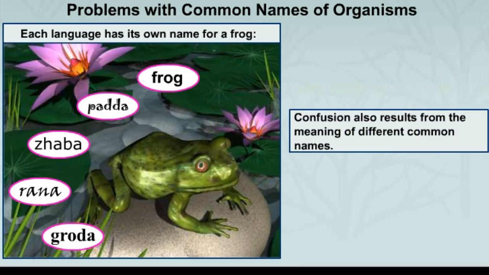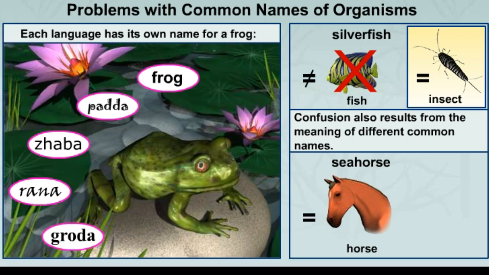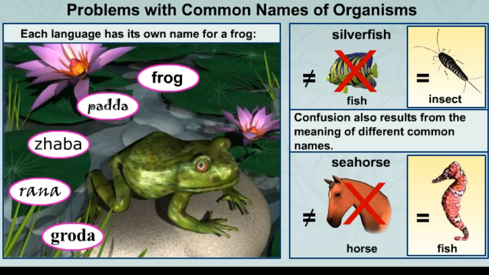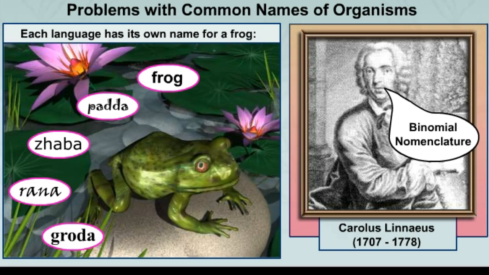Confusion also results from the meaning of different common names. For example, a silverfish isn't a fish at all. It's a type of insect. A seahorse is not a horse. It is a type of fish. All of this confusion can be eliminated with the use of Linnaeus's two-word naming system. This system is known as binomial nomenclature.